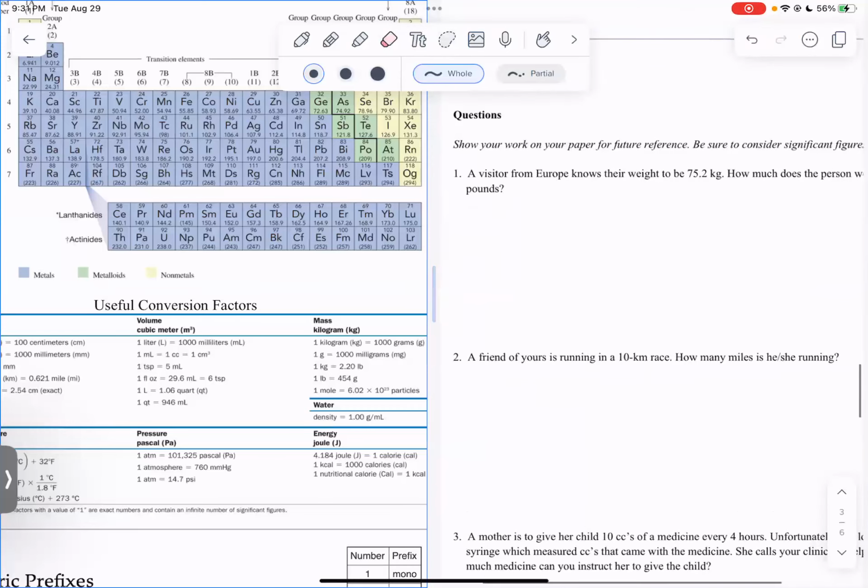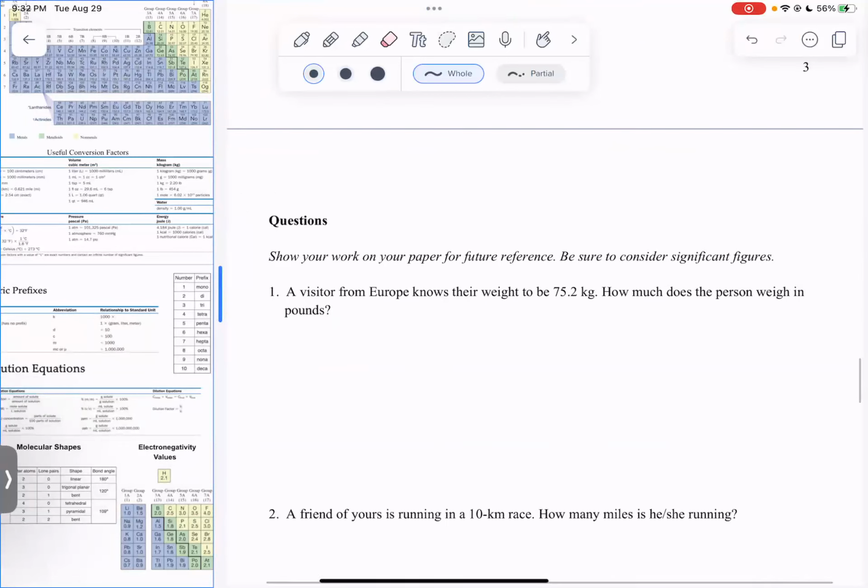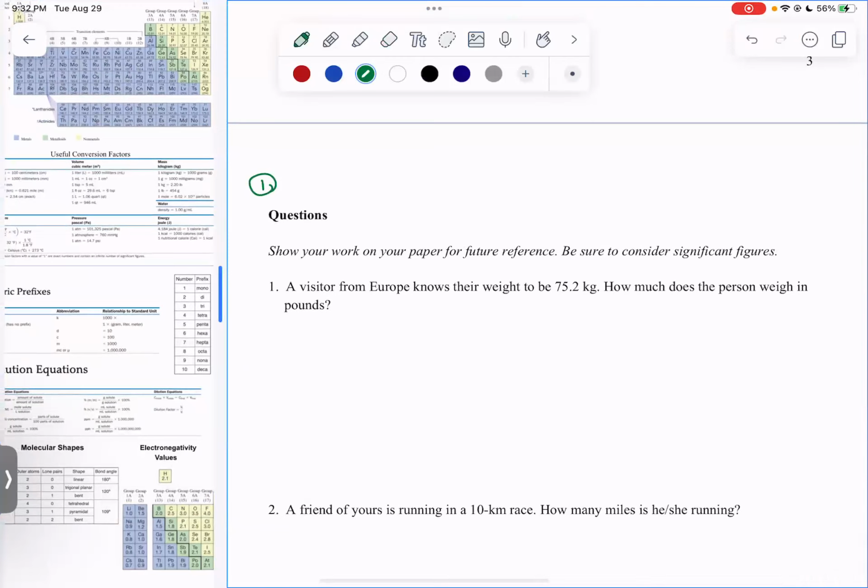Okay, so here, a visitor from Europe knows their weight to be 75.2 kilograms. How much does a person weigh in pounds? Well, do your step by step. Number one, what's my goal? My goal is how much does a person weigh in pounds? My goal unit is pounds. And a lot of times I like to write pounds in cursive, the L in cursive, because then I know it's not a 1, that it's an L.